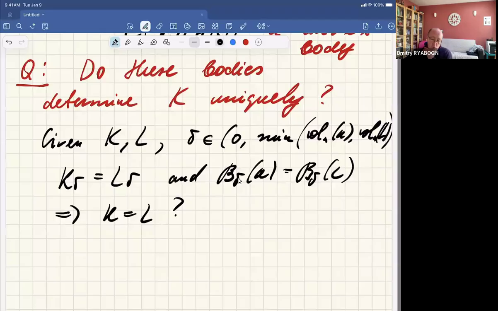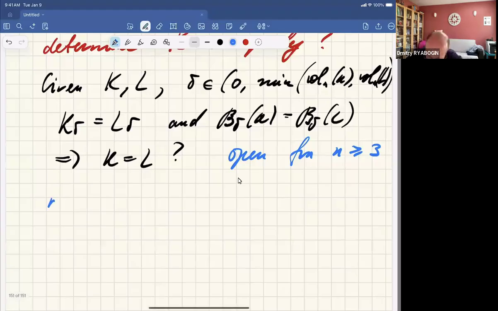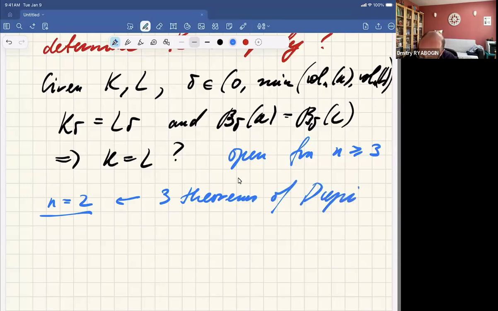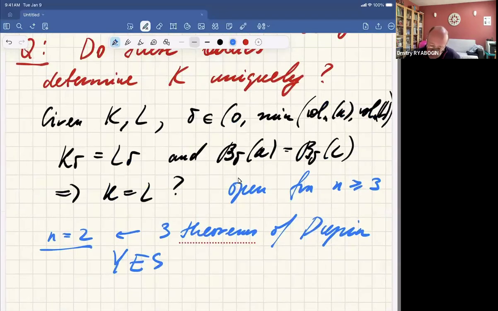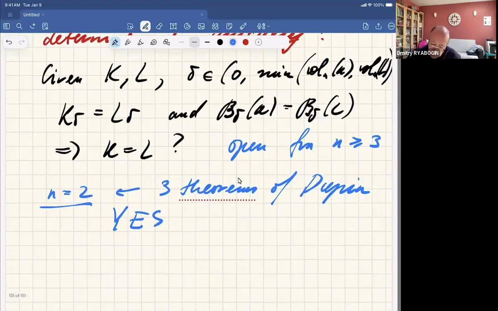This is an open question for n greater or equal than 3. And this could be done if n is equal to 2. I don't want to enter into this, but if you're interested, I can send you the references. These are theorems of Dupin. And they give the answer that yes, in the two-dimensional case, the answer is affirmative. And there are many instances of this problem, and people usually reformulate this question, but let me just specify 2 more questions that I wanted to address.